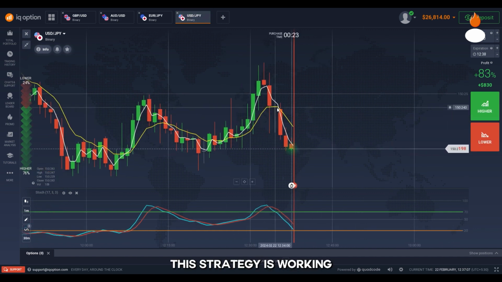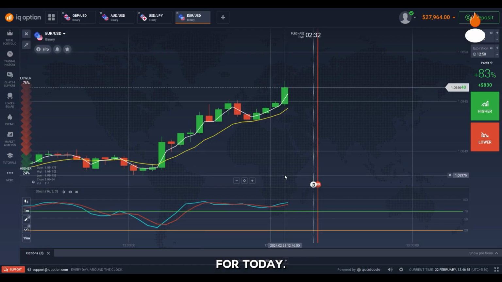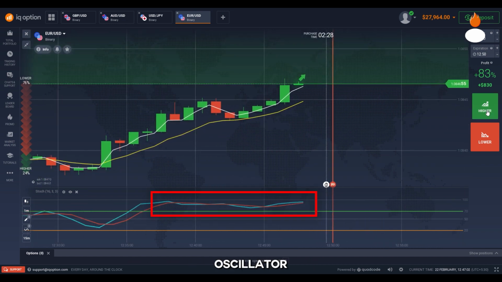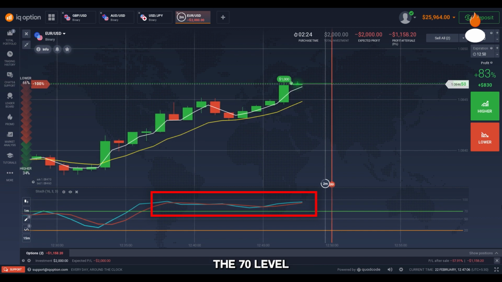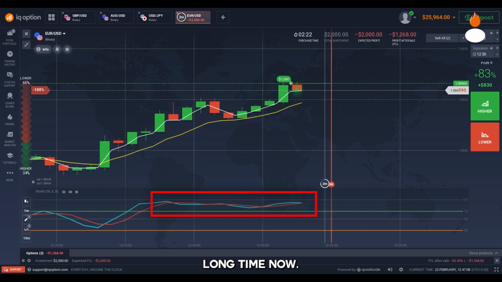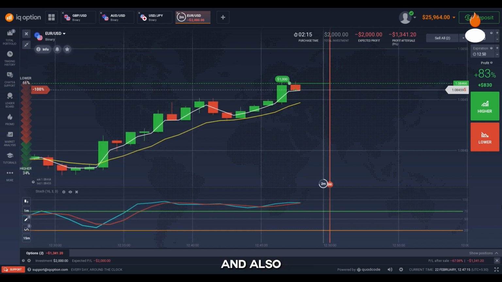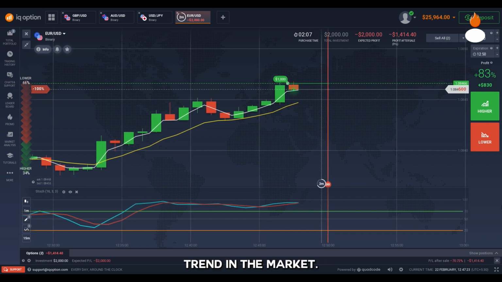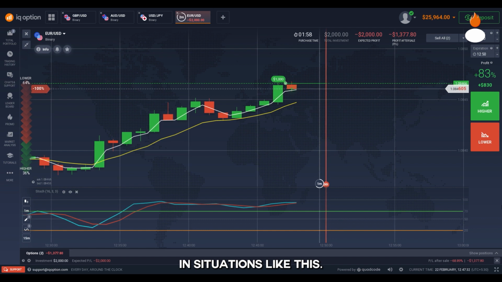As you can see, this strategy is working very well. Let's try to open one last trade for today. I'm opening a trade to the upside again because the stochastic oscillator lines are way above the 70 level, and they have been over the 70 level for a very long time now. Also, the blue line is moving above the red line. And also, when we look at the market candles, we can clearly see this is a strong bullish trend in the market. So we can open trades to the upside in situations like this.